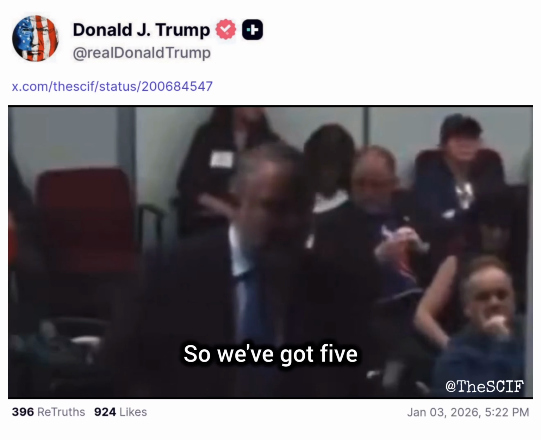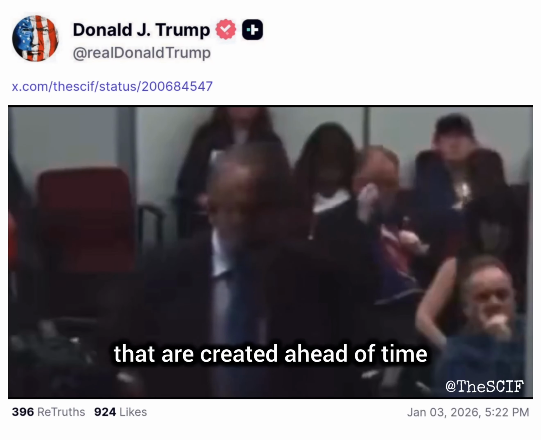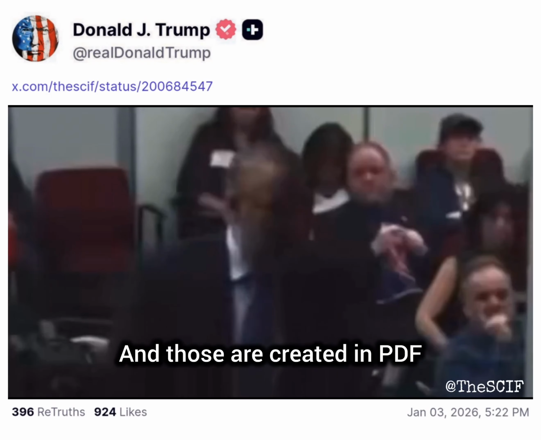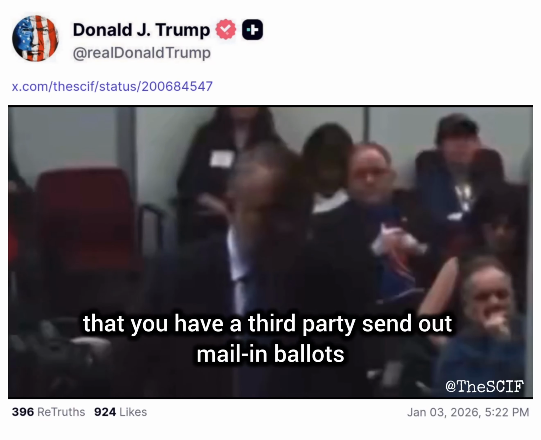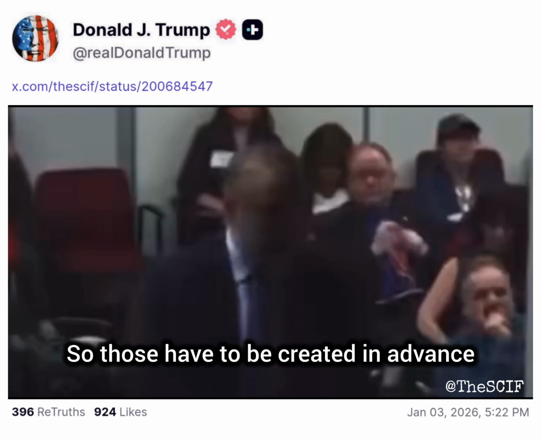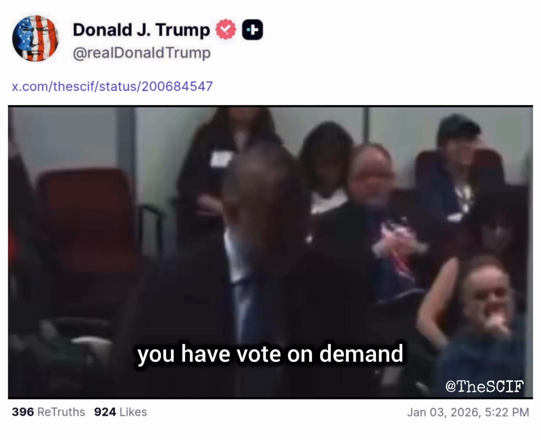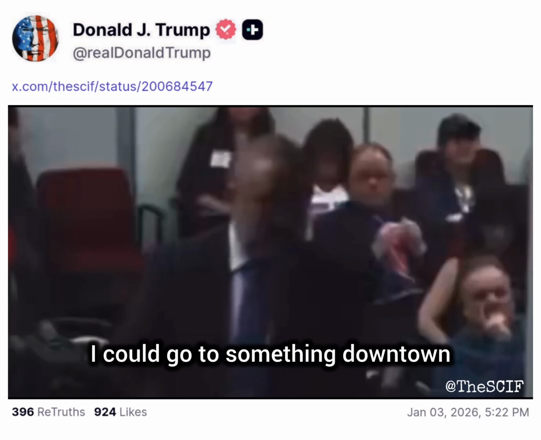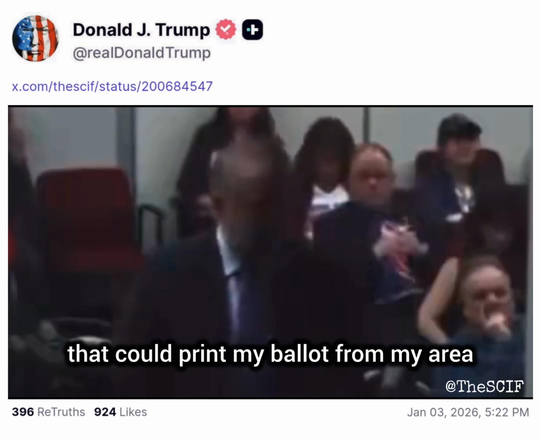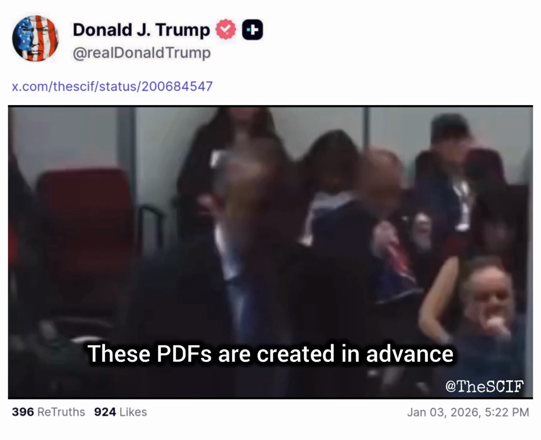So we'll just say 5,000 different ballots for now that are created ahead of time, and those are created in PDF. Now, the big reason why is that you have a third party send out mail-in ballots, so those have to be created in advance. And second, for your early voting, you have vote on demand. So even if I live way out in the corner of the county, but I work downtown, I could go to something downtown that could print my ballot from my area, and I could vote here. It's convenient. A lot of people do that. So these PDFs are created in advance.